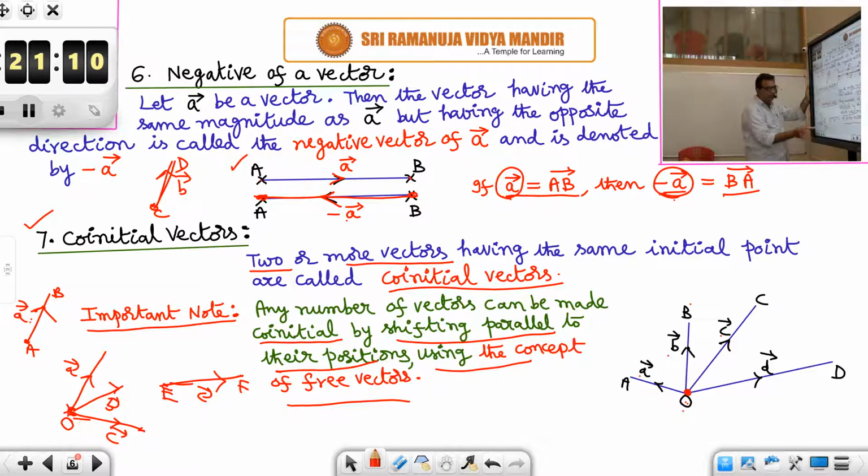So because of the free vector concept, vectors can be shifted parallel to their initial positions. So we can make all their initial points the same. That means all vectors can be made co-initial. So any number of vectors can be made co-initial by using the concept of free vectors.